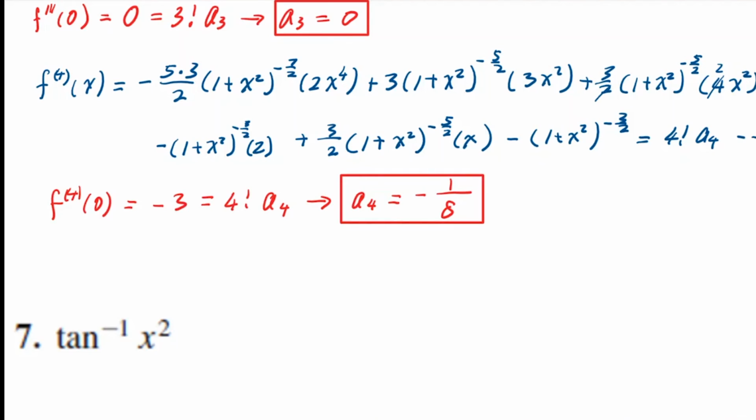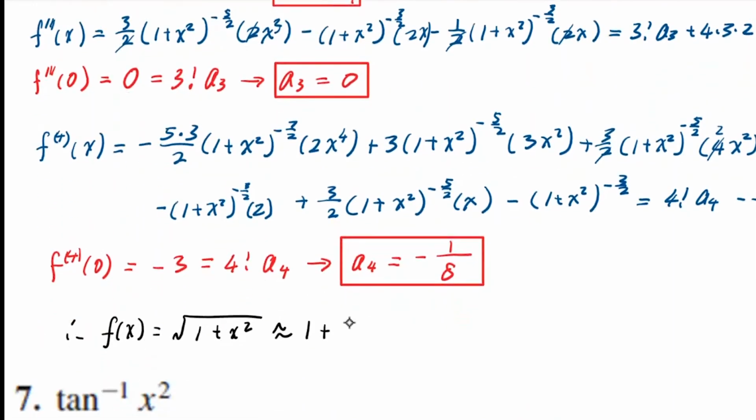Okay, so now we can say, therefore, our f of x, which was square root of 1 plus x squared, is approximately equal to 1 plus 1/2 x squared minus 1/8 x to the 4th, and that's it. Dang, huh? Mother of all problems.